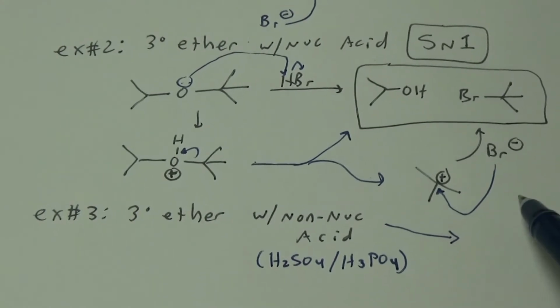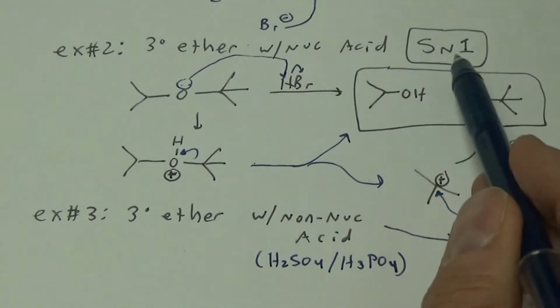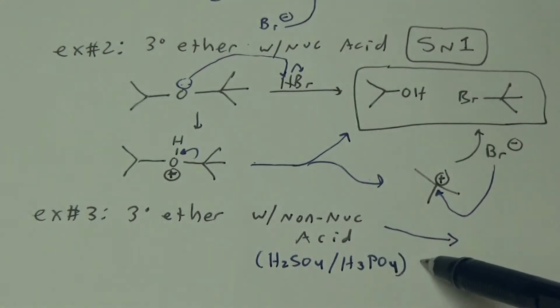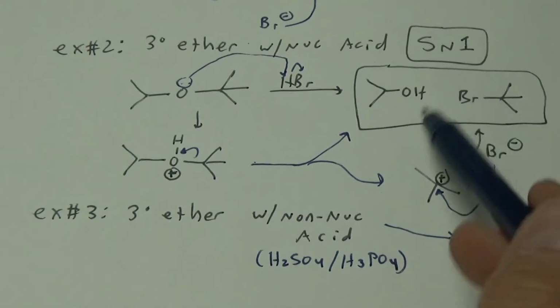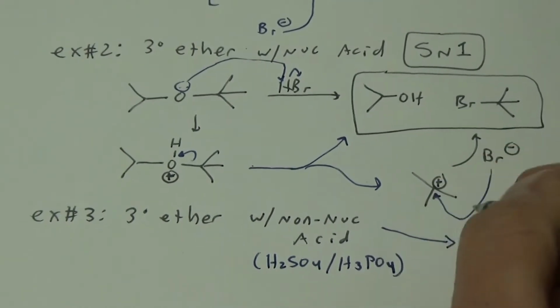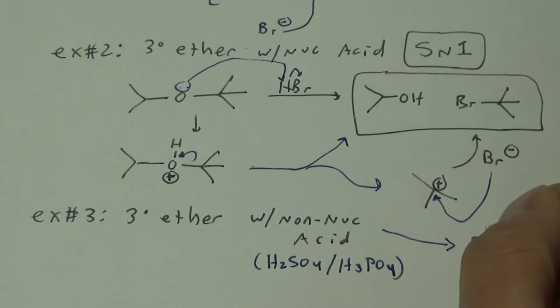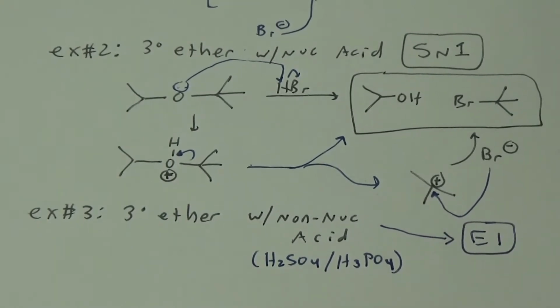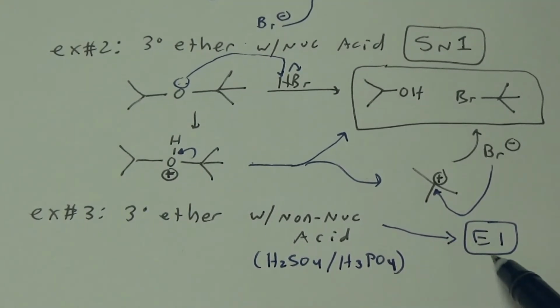And if nucleophilic acids cause SN1, what do non-nucleophilic acids cause? Not S anything. E1. So this is going to be an E1 reaction, and this is via carbocation. So this will actually cause a carbocation formation. And what's the product of an E1 reaction? Elimination. You make alkenes, right?